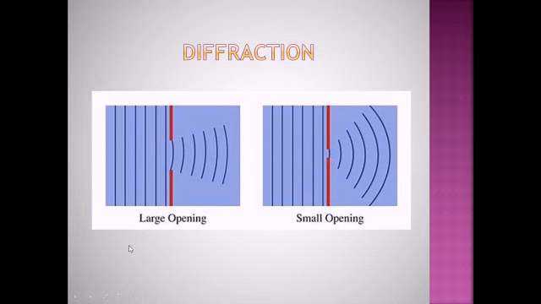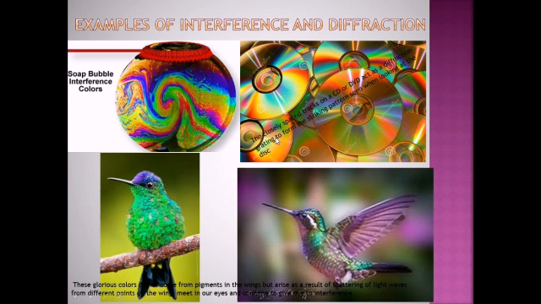Now here you can compare two cases of diffraction. Here, with a large opening, diffraction is not good, right? Because the wavelength of incident light and the width of the opening are not comparable to each other. The width of the opening is much larger, so very little diffraction takes place. Here it is comparable with the wavelength of the incident light, so this diffraction is far better than this.